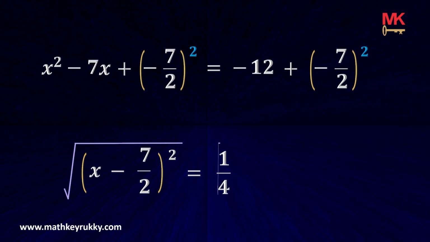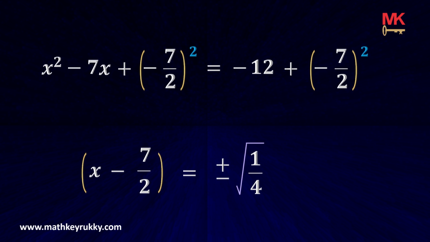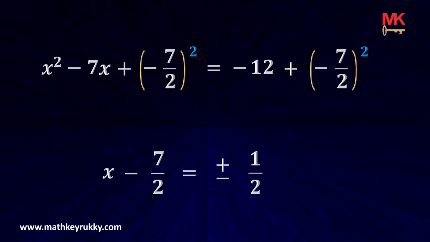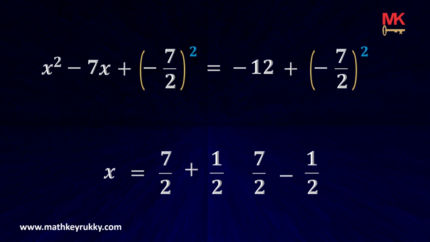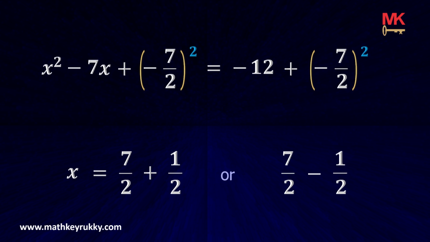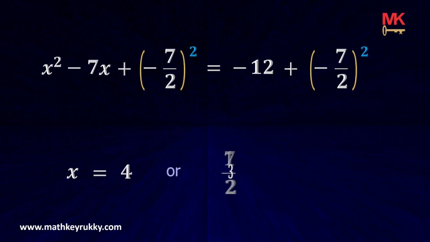So, we take the square root of both sides just to get rid of the square at the left-hand side of the equation. Note that taking the square root of both sides introduces the positive or negative operation. From the square root table, the square root of 1 over 4 is 1 over 2. This therefore implies that x equals 7 over 2 plus or minus 1 over 2, which splits into these two forms. Hence, x equals 4 or 3.